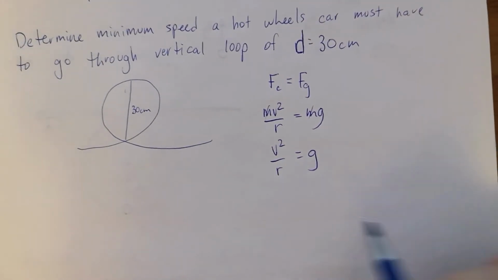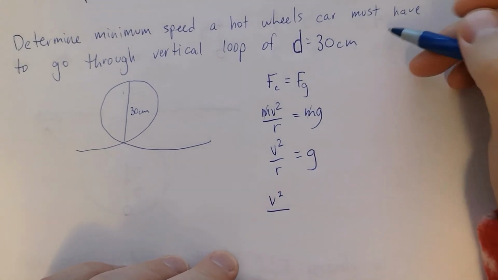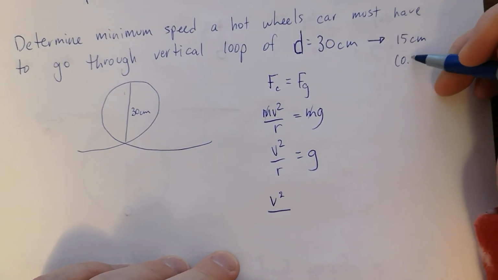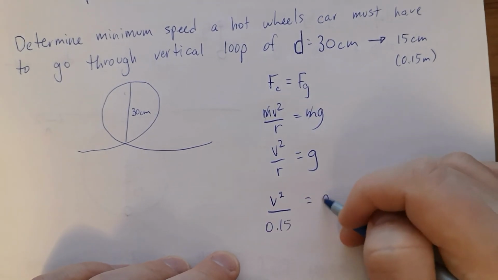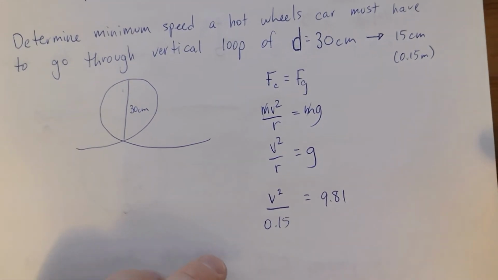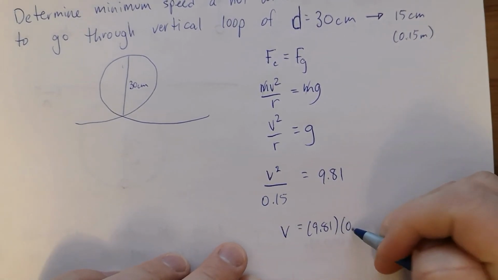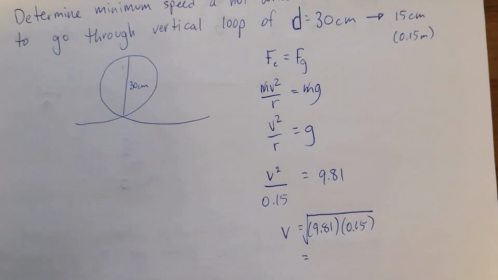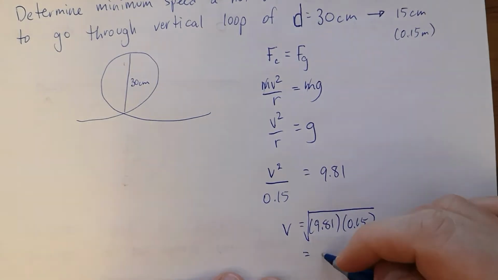Okay, we're looking for v. R, of course, we have to divide by 2, is 15 centimeters, and you are going to want that in meters. So this actually is a really simple problem. We're just going to multiply those and take the square root. And I get an answer of 1.21 meters per second.